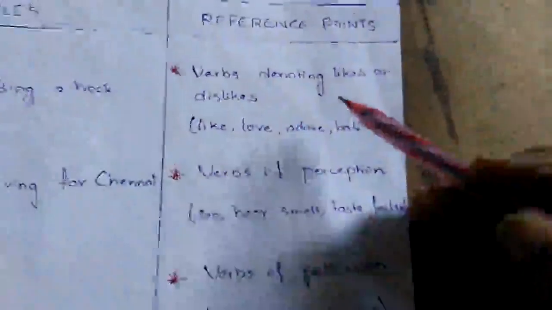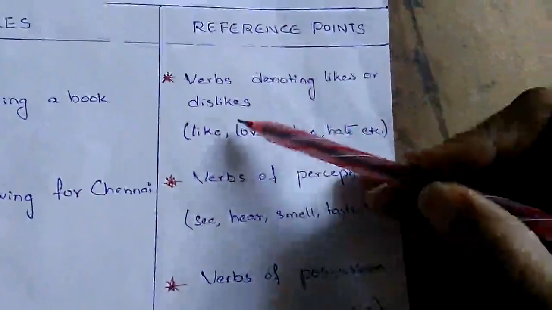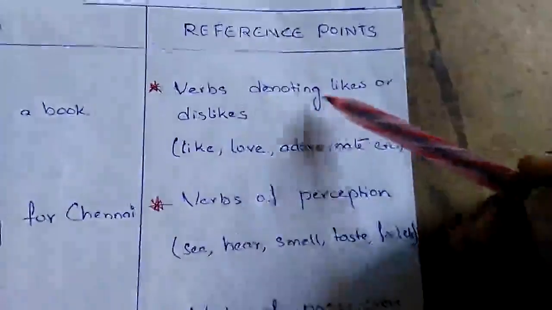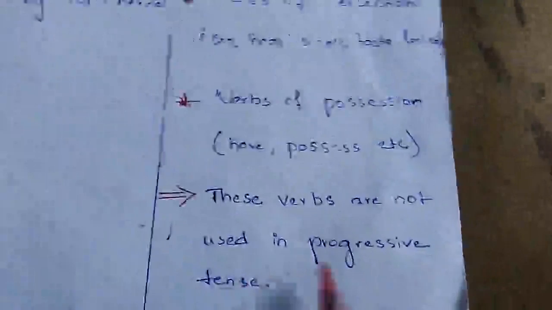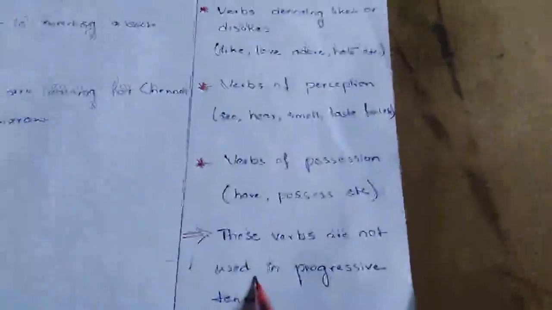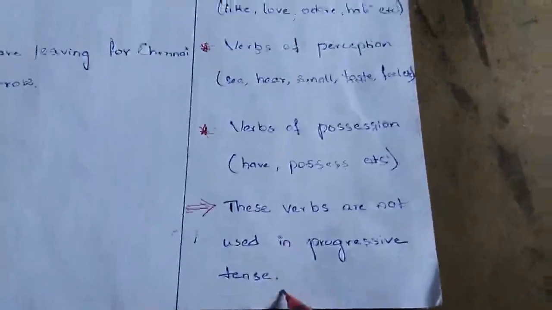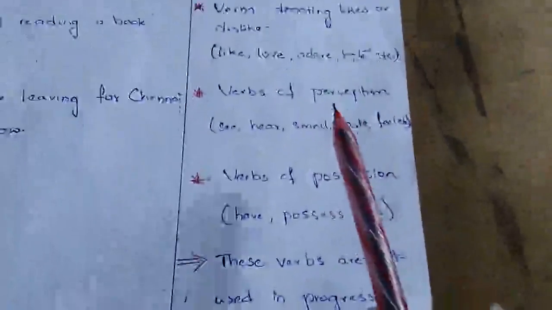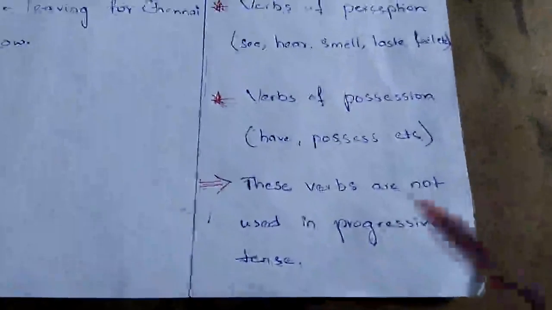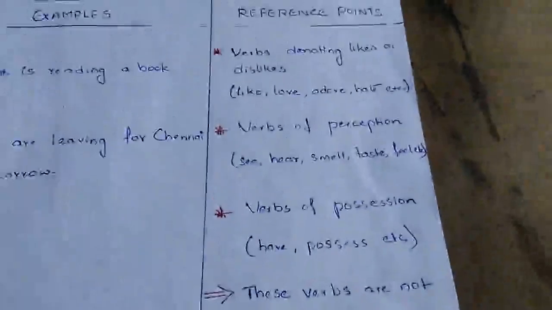Of course, we have a few points which we have to remember. As I said, in simple present tense, we referred to some points like verbs denoting likes or dislikes, verbs of perception, verbs of possession. These verbs are not used in progressive tense. That means they are not used in continuous tense. This one point you have to remember. These verbs are always used in simple present tense only. They should not be used in continuous tense. This one point you have to keep in your mind.